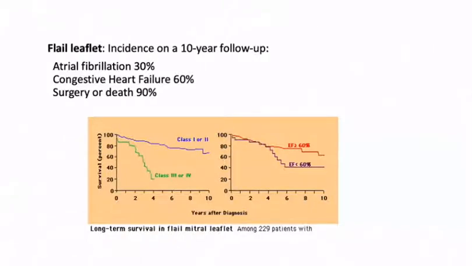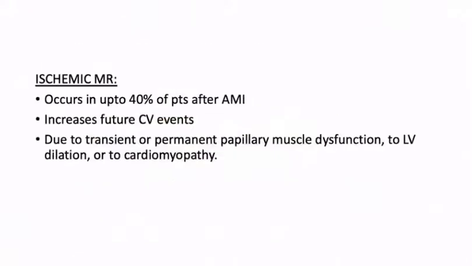In a flail mitral leaflet with severe MR, in a 10-year follow-up, 30% of the patients developed atrial fibrillation. Around 90% of the patients either went for surgery or died within 10 years, and 60% developed congestive heart failure. So in a flail mitral leaflet with severe mitral regurgitation, early surgery is definitely indicated.